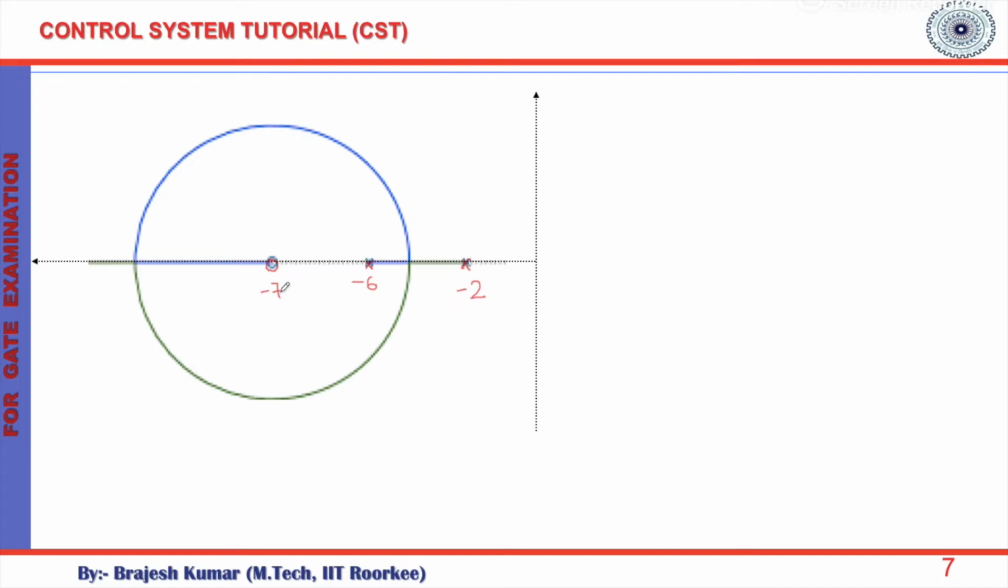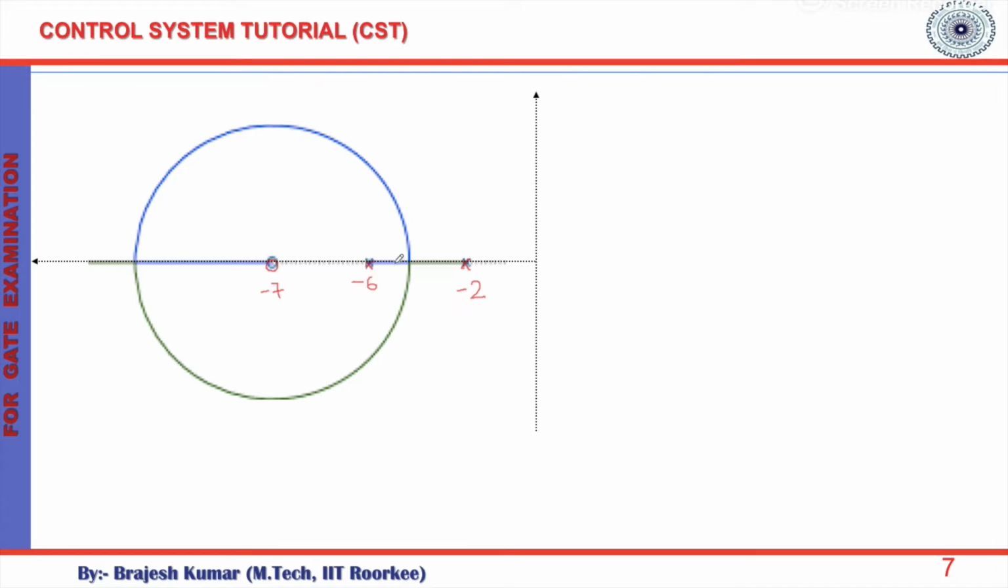After locating the poles and zeros on the real axis, you will try to find which portions of the real axis are parts of the root locus and which are not. How to locate these portions? Choose any point within a segment. The segments are between the two poles, between the pole and the zero, and beyond this zero.